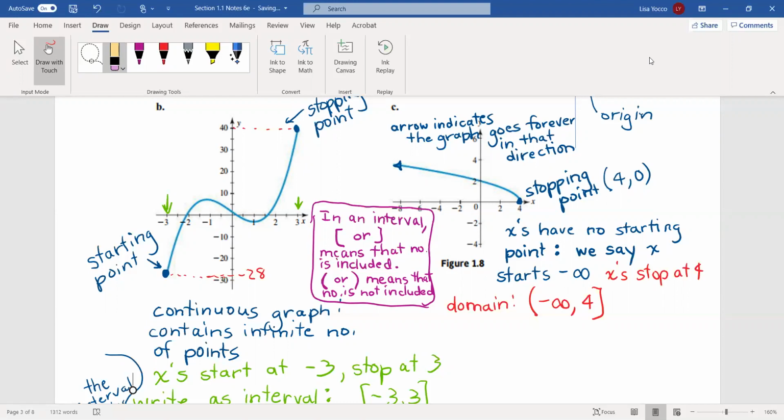So what I wrote over there in purple, we're saying, okay, in this set of numbers, 4 is included. And that's because the closed circle on the graph says, hey, we go all the way up to 4 and we include the 4. Because negative infinity is not a number, we can't include it because negative infinity is just a symbol to indicate, hey, this thing keeps going forever to the left. All right.